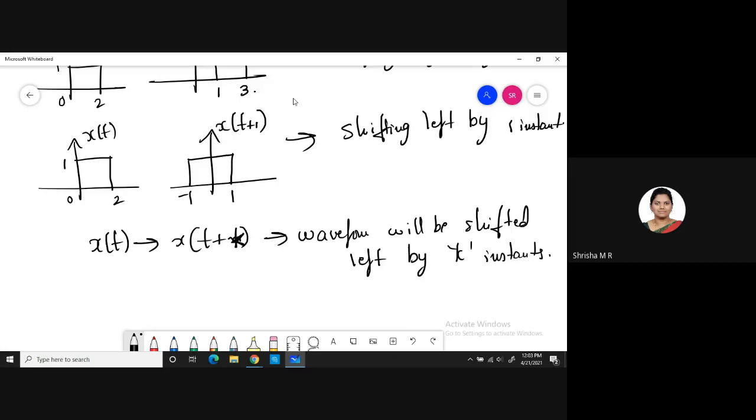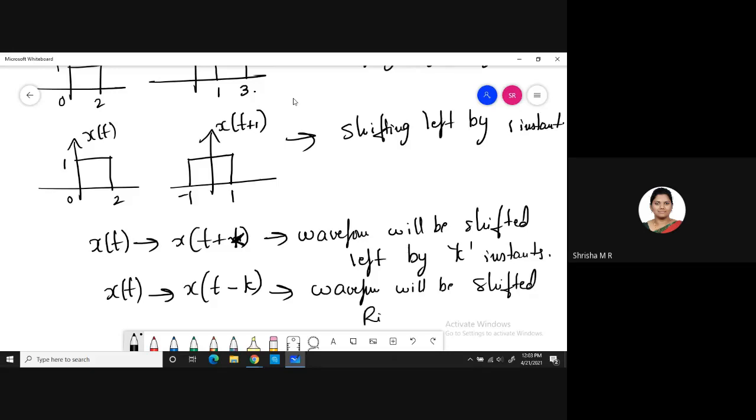If I have an original signal x of t, my time shifted signal will be x of t minus k. Then the waveform will be shifted right by k instants. Got it? Shifting clear, everyone? Left shift and right shift.